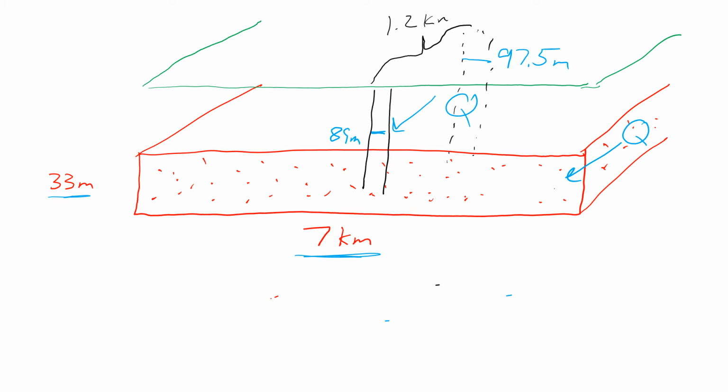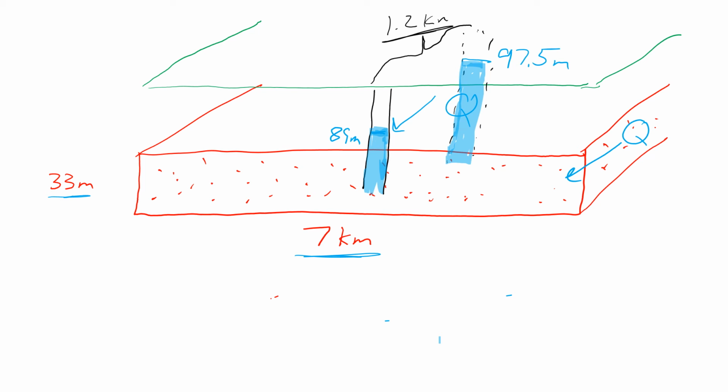Okay, and it's getting a little messy. Let's see if I can fill this in. So this well here rises up, so that has a total head value of 89 meters. And back here, the water rises up and has a total head value of 97.5 meters, over a distance of 1.2 kilometers. Okay?